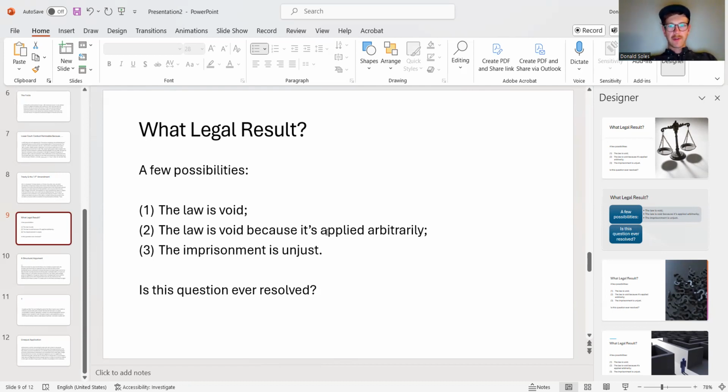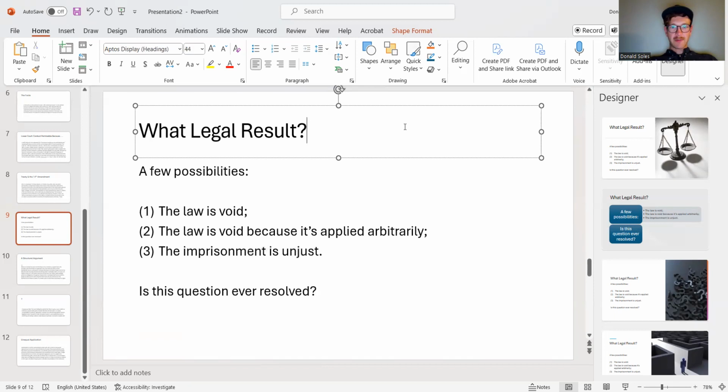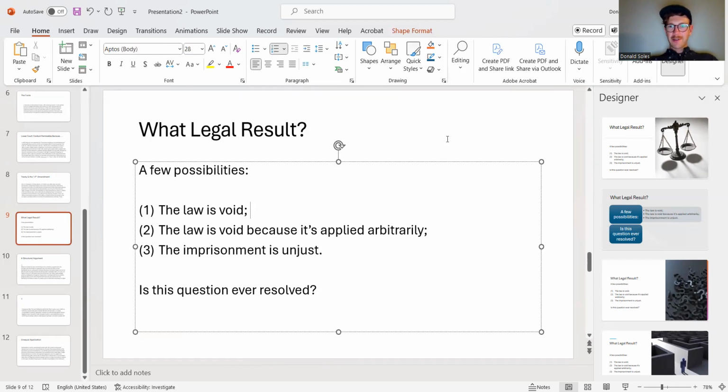So here are the options. The law could be void, or it could be void because it's applied arbitrarily, or they could just be arguing that the imprisonment is unjust. And to me, on my reading of the case, it looks like the petitioner is just asking the Supreme Court to say that the imprisonment is unjust. But what we get are lots of statements about the silliness of the law itself, don't we?